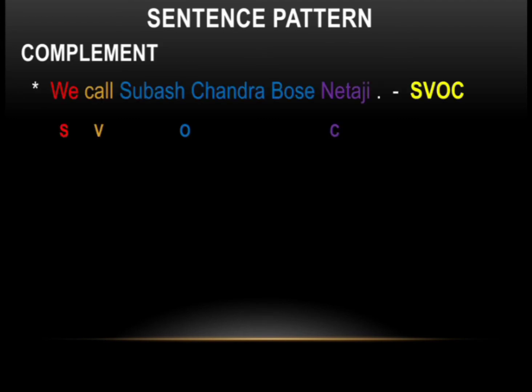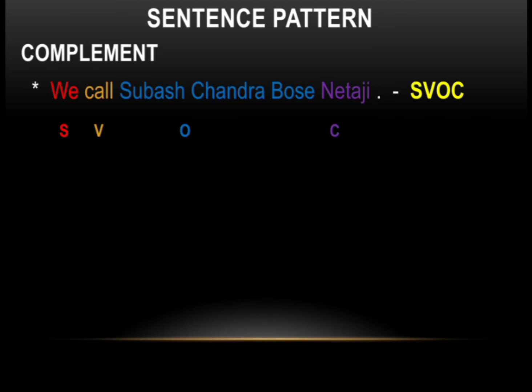Now let us see some examples for the object complement. The first sentence, we call Subhash Chandra Bose Netaji. Here, we is the subject, call is the verb, whom. Subhash Chandra Bose is answering to the question, whom. So that is the object. Netaji is giving the completion for the object. What do you call? So it is giving the completion for the object, and so that is the complement. And the pattern is SVOC. Since it is completing the meaning for the object, it is called object complement.